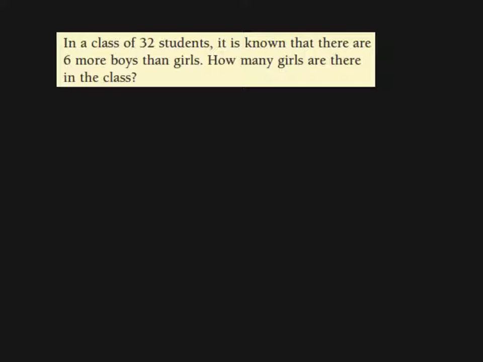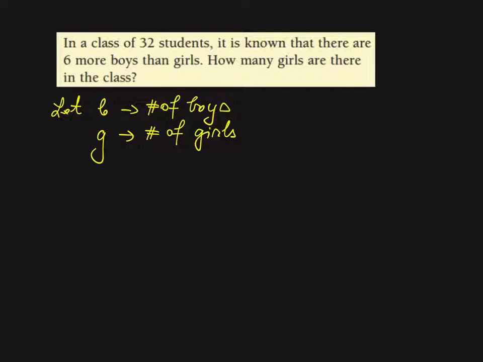And this is our last problem for today. In a class of 32 students, it is known that there are 6 more boys than girls. Well, we have in the class boys and girls. Many people will start with let B be the number of boys and G, for example, be the number of girls, or X and Y. You can choose whatever letters you want. A class has 32 students. Boys plus girls is 32.